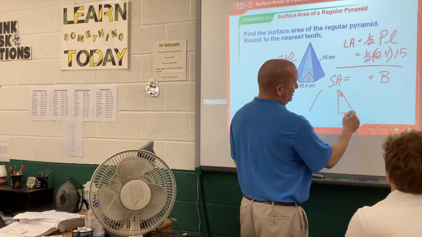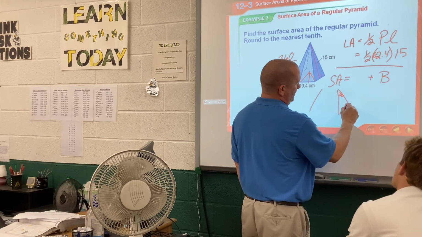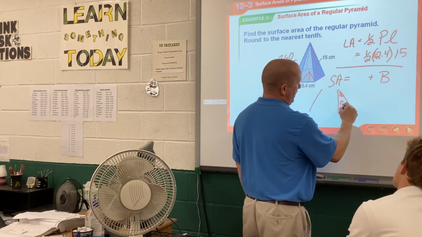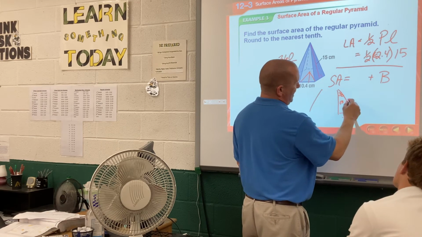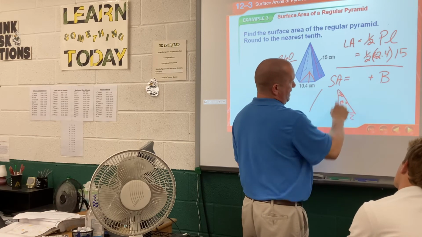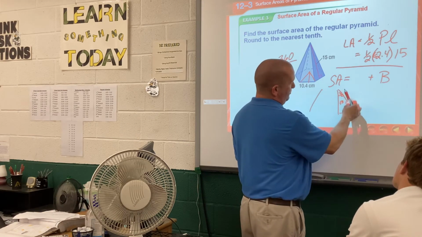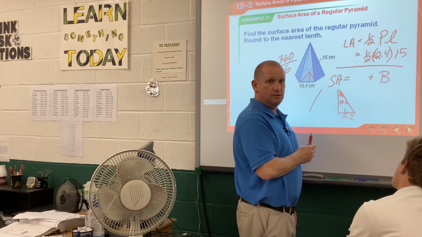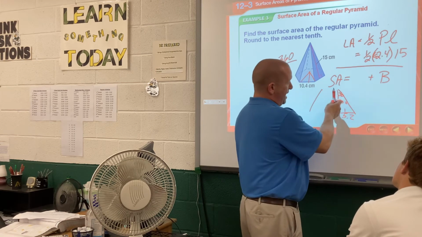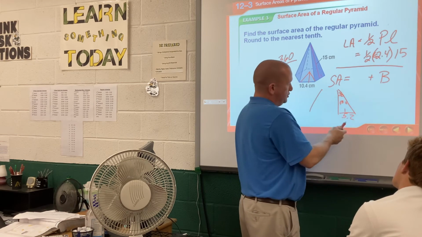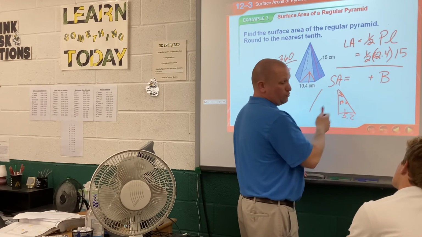So again, now what side am I looking for? This is 1, this is 2, and this is the square root of 3, right? So if I'm going from this side, I want this side or this side? The slant or the hypotenuse or the up and down one? The up and down one, I need the apothem. So how do I go from one side to the square root of 3 side?